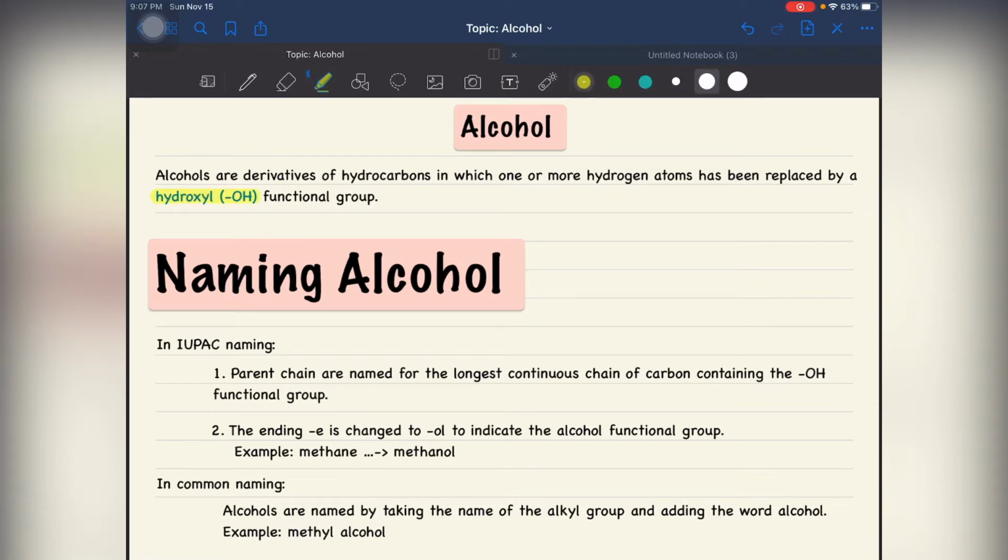In naming alcohol, there will be two ways. So it can be in IUPAC naming or in common names. So dun sa dalawang yon, meron silang iba't ibang rules. So when we say IUPAC naming, dapat yung parent chain niya are named for the longest continuous chain of carbon containing the OH functional group. So dapat meron siya ng OH. And then its ending letter E is changed to OL to indicate the alcohol functional group. For example, methane. So instead of methane, we will cancel the letter E, then papalitan natin siya ng OL. So its result is methanol.